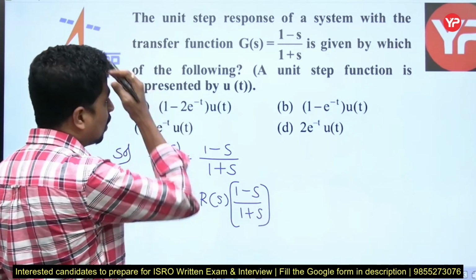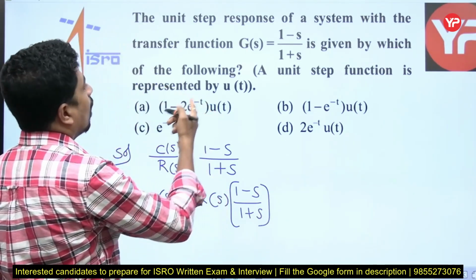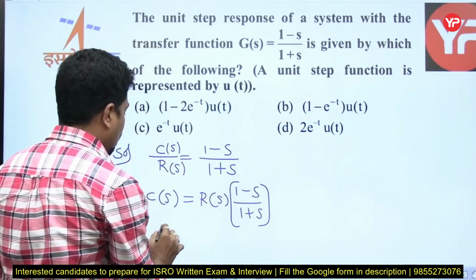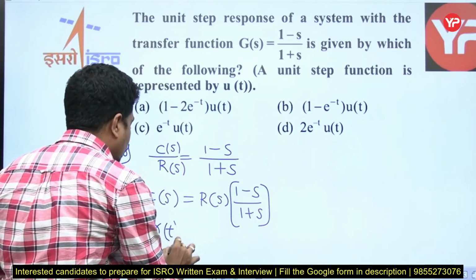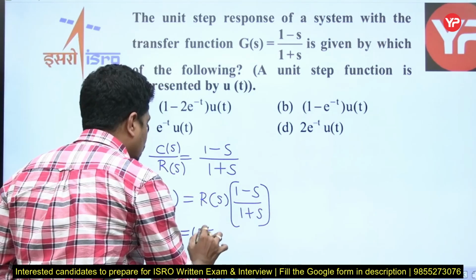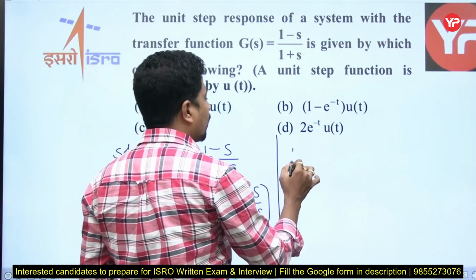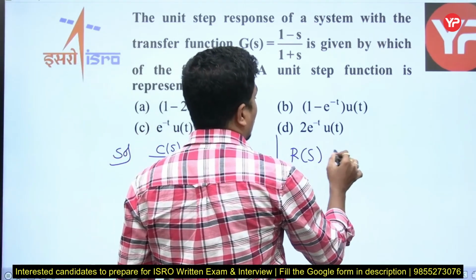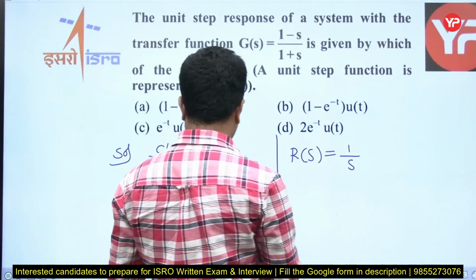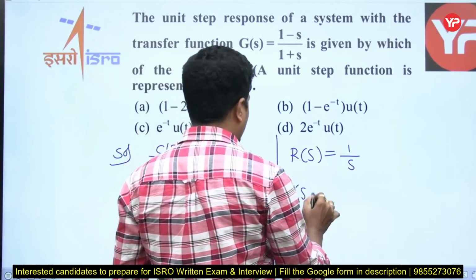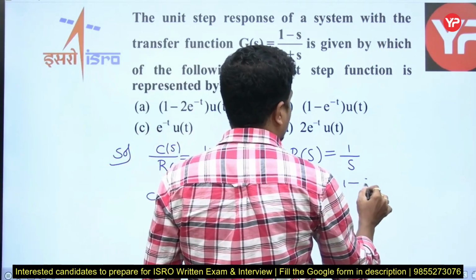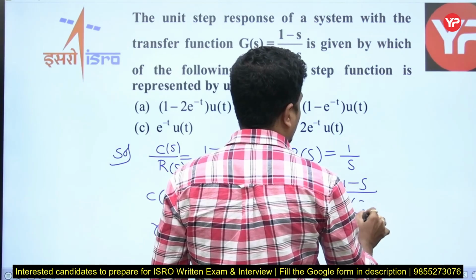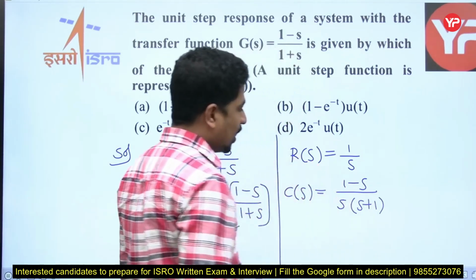What is R of s? R of s is nothing but a unit step input. R of t is u of t, then R of s is 1 by s. Now C of s is equal to (1 minus s) by s into (s plus 1).